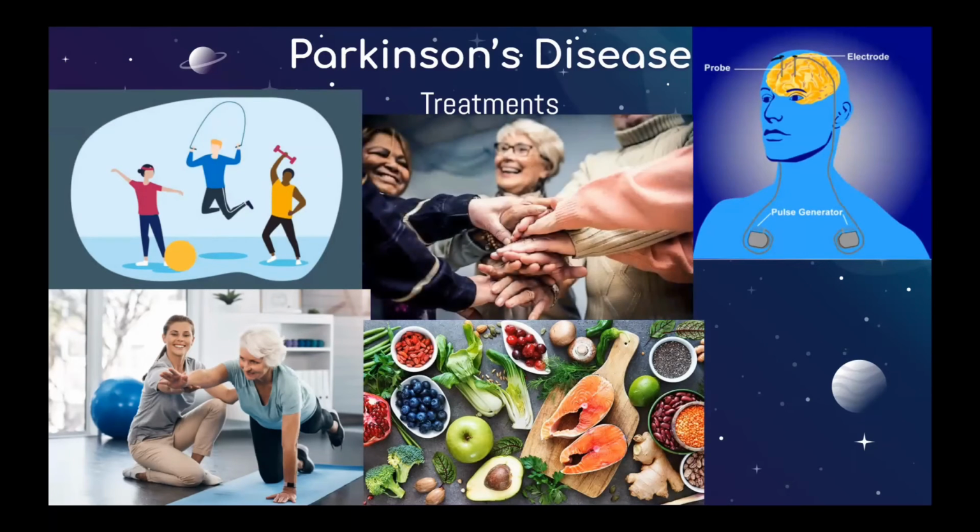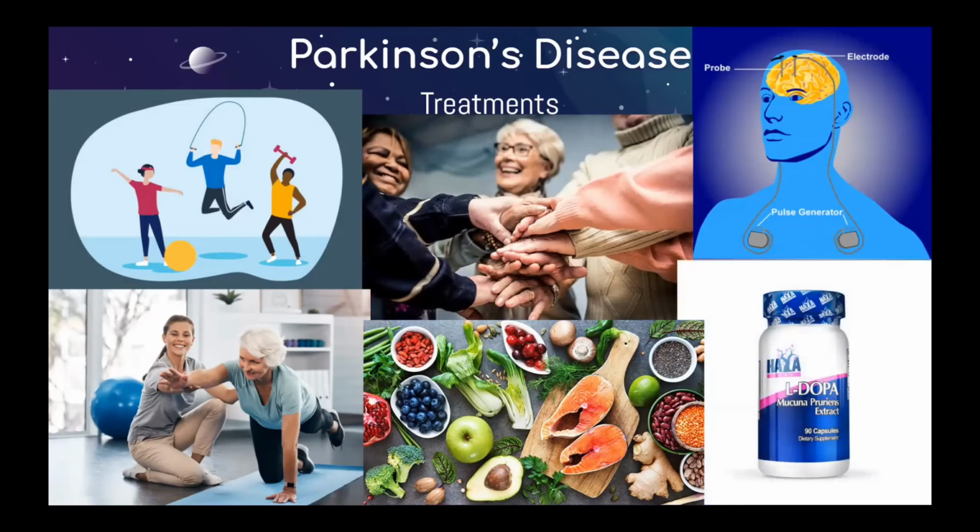Another important source of help is having a support system. Finally, another treatment option specifically to alleviate symptoms, not completely cure Parkinson's, is administering L-DOPA, which is similar to dopamine. Remember, when we talked about how Parkinson's can be caused by a lack of dopamine? Well, this treatment is useful since it can help replenish that lost dopamine. L-DOPA is also one of the oldest treatments for Parkinson's and is still used today.